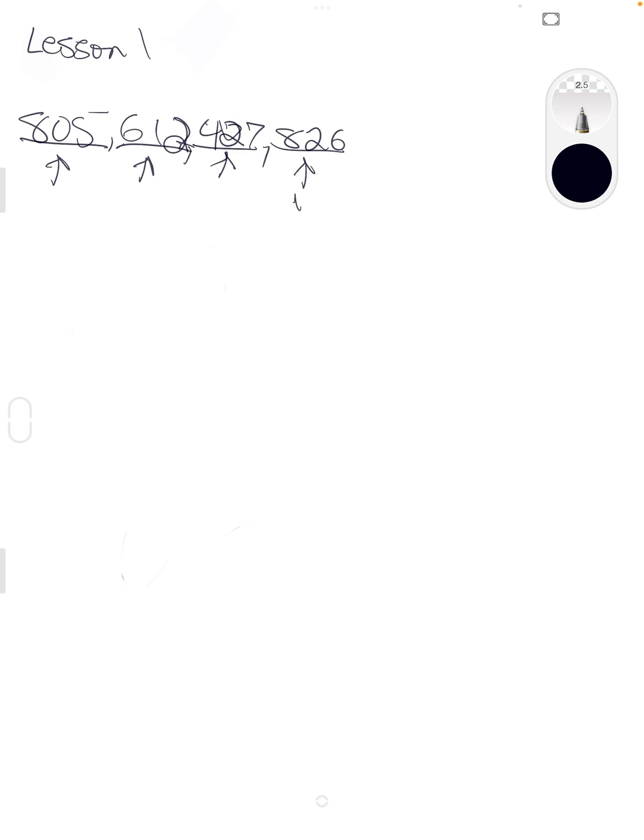This is just the number. This one is thousands. This one is millions. This one is billions. So you would read this 805 billion, 612 million, 427,000, 826. That's how you would read those. Each one has a place value, and so this lesson is just to remind you how you say them, how you read them, that sort of thing.